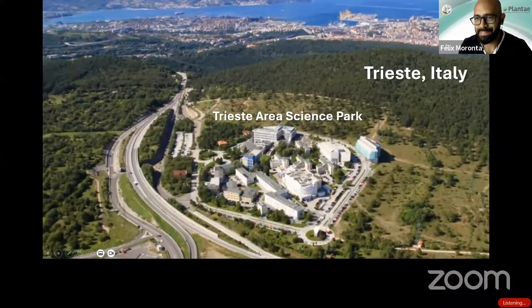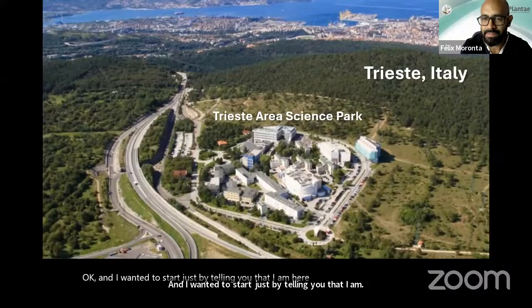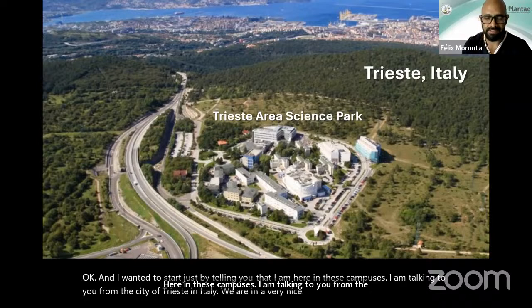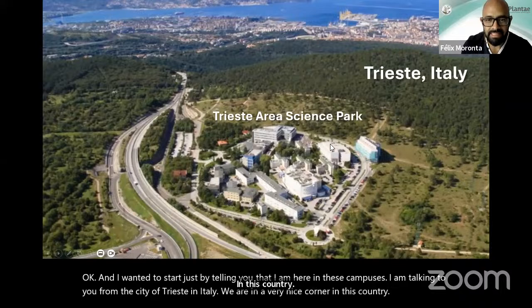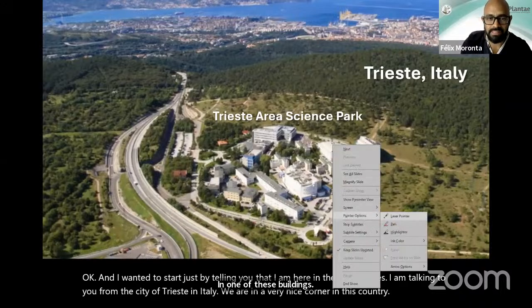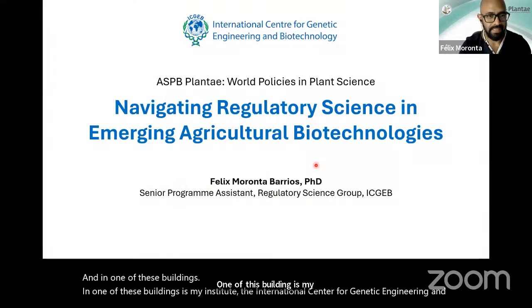Okay, and I wanted to start just by telling you that I am here in these campuses. I am talking to you from the city of Trieste in Italy. We are in a very nice corner in this country. And in one of these buildings is my institute, the International Center for Genetic Engineering and Biotechnology.